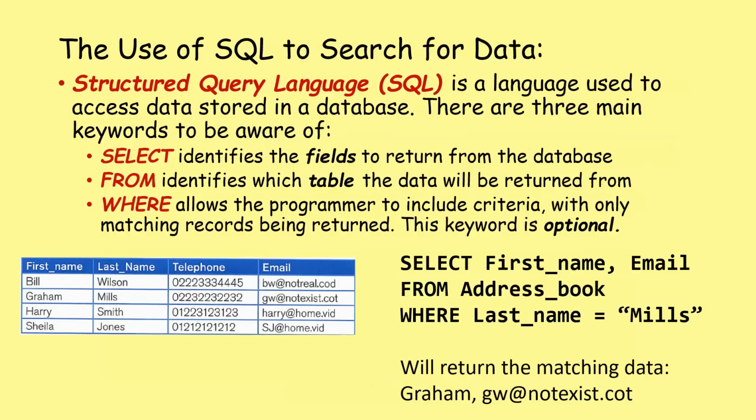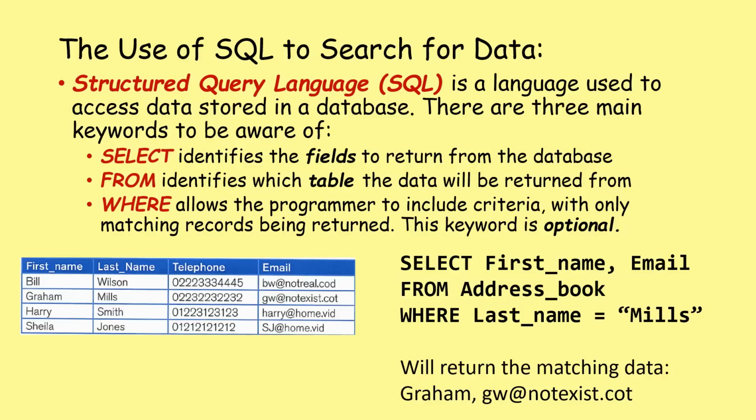The structured query language is a language used to access data stored in a database. There are 3 main keywords to be aware of. Select, from, where, always in that order. Select identifies the fields to return from the database. From identifies which table the data will be returned from. And where allows the programmer to include criteria with only matching records being returned. The where is optional. You need the select and from. You may or may not have a where depending on what information you're trying to retrieve.